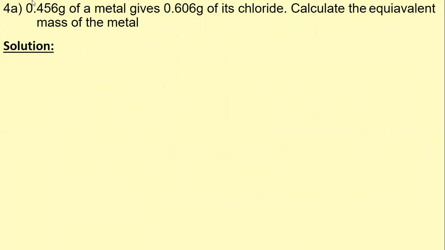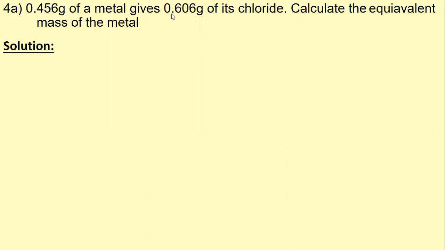Now we'll move on to question number 4A. This is present in your book, page number 10. 0.456 gram of a metal gives 0.606 gram of its chloride. Calculate the equivalent mass of the metal.